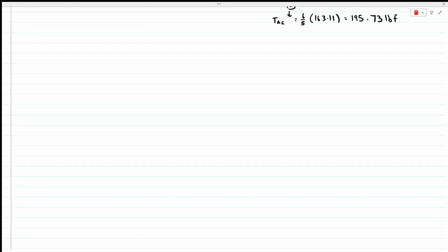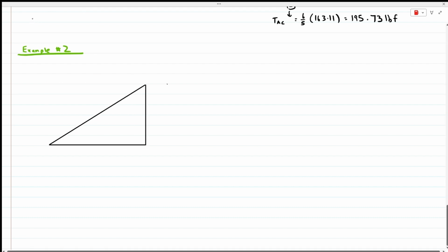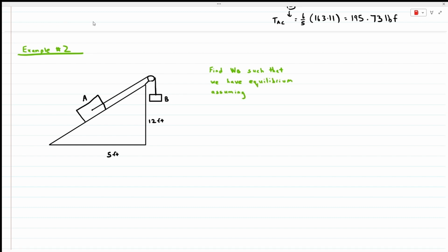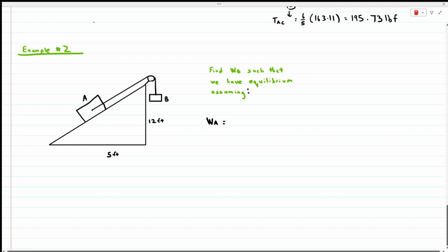Let's move on to another example. Now again, I'd like you to solve this problem on your own after I finish writing down the problem statement. What we have here is an inclined plane with a block A. The block A is connected to a pulley, which is connected to block B with the same cable. There is a slope associated with this block. What we want to do is find the weight of box B such that we have equilibrium, assuming that the weight of block A is equal to 75 pounds and the friction coefficient is equal to 0. So we're neglecting friction. Please try to solve the problem.